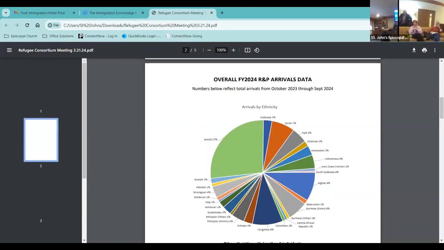So, what's the royal blue piece of the pie? The large one, 6 o'clock. Oh, that's it. Congolese, Democratic Republic of the Congo.